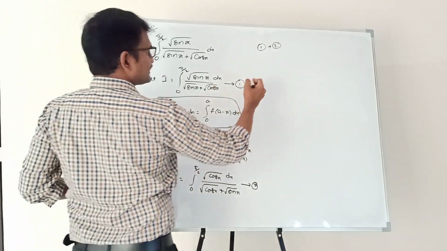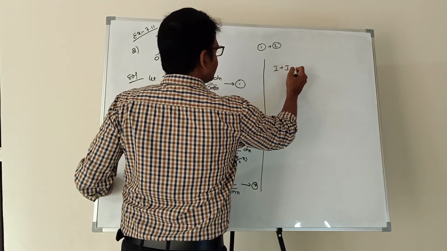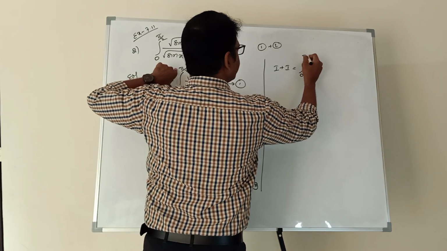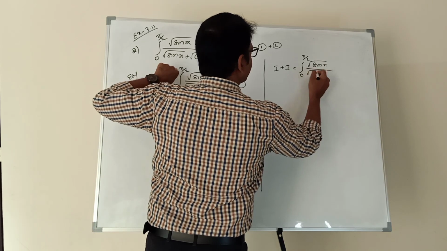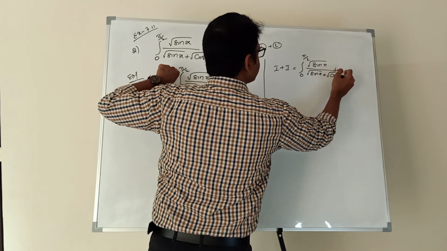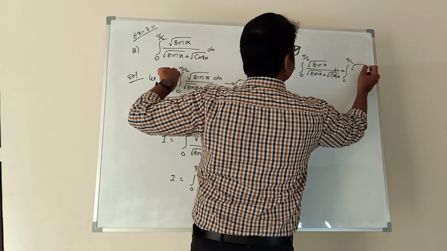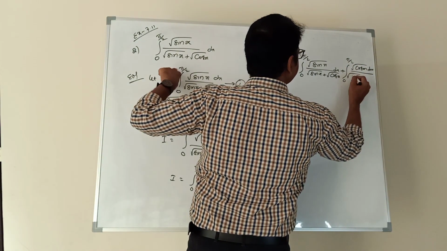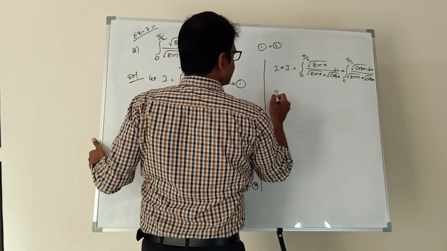So on the left hand side, I plus I is there. I plus I is equal to, what is equation number 1? Integral 0 to pi by 2 root of sin x by root sin x plus root cos x dx, plus integral 0 to pi by 2 root cos x dx by root of sin x plus root cos x. I plus I is 2I.